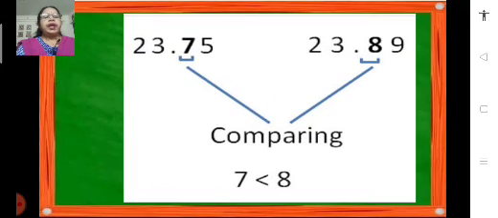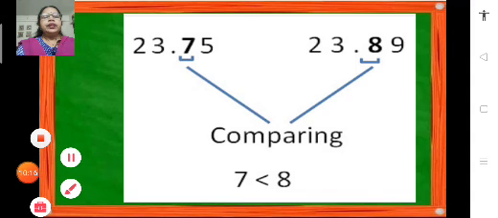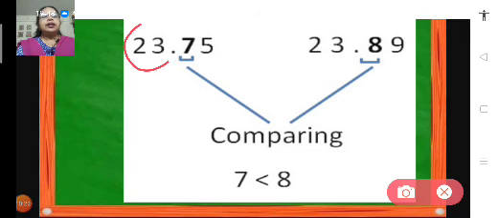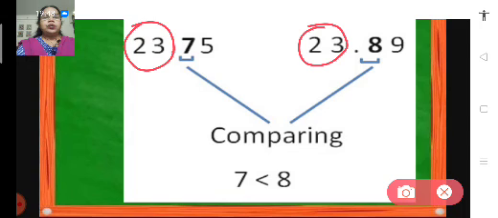Now we have another example here, 23.75 and 23.89. Here we can see that the number to the left of the decimal point is equal. So we compare the digits at the tenths place. Here we have 7 in this number and here we have 8. So 8 is greater than 7, obviously this number is greater.